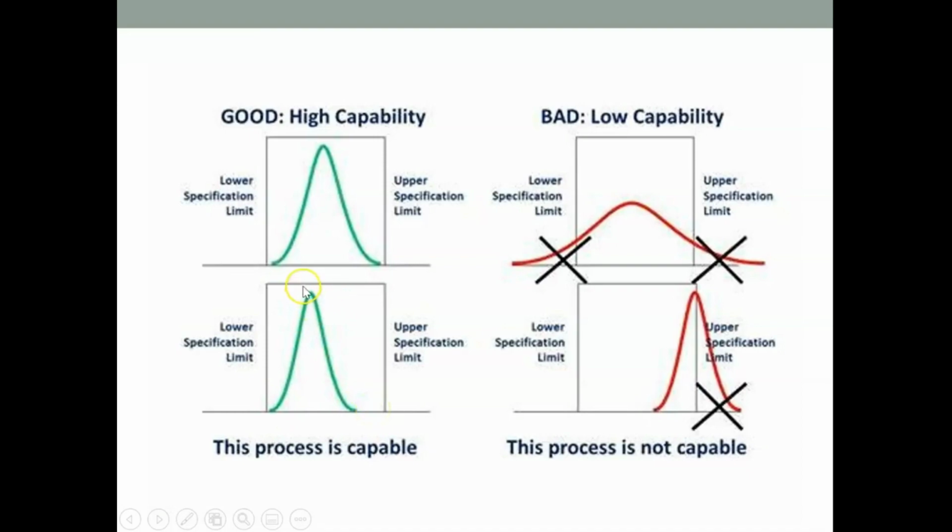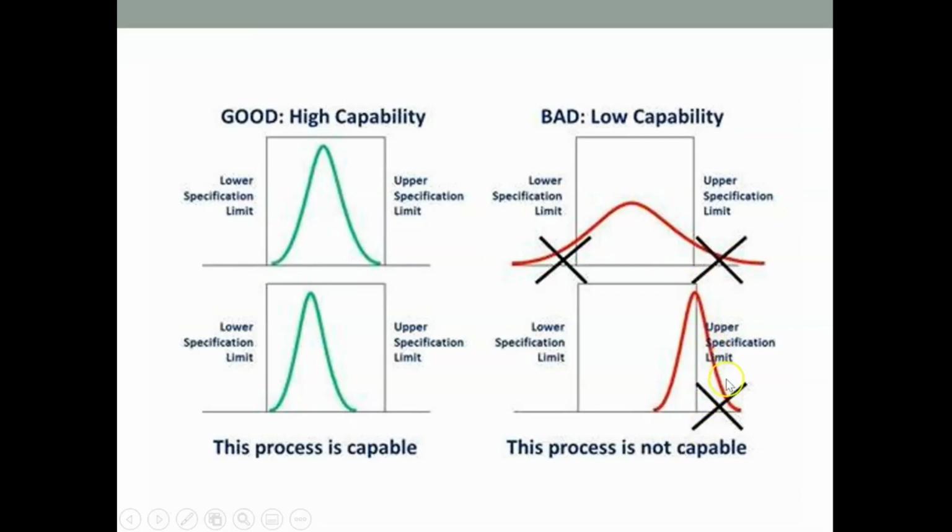So it's skewed slightly towards the lower spec, so our mean will be lower than if it was centered. Here we've got bad capability or low capability. It's a bad curve because it's quite flat, so our margins are well outside of our specification limits. And then this one here is also not capable because even though we have a nice tight Gaussian curve, we're not centered in the middle of our limits.